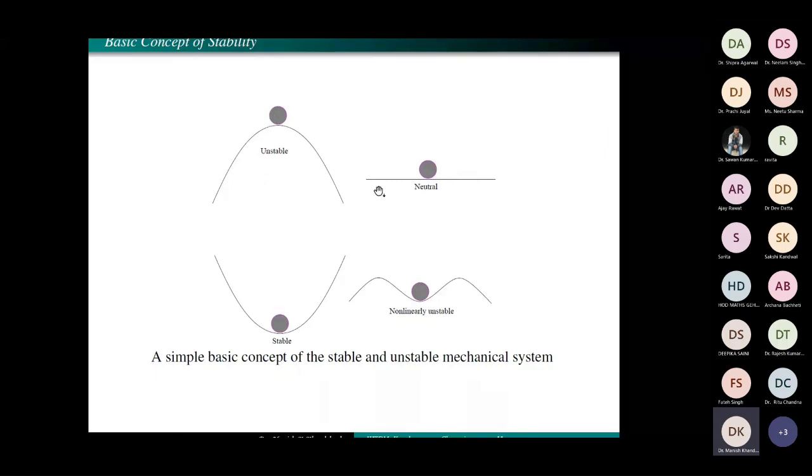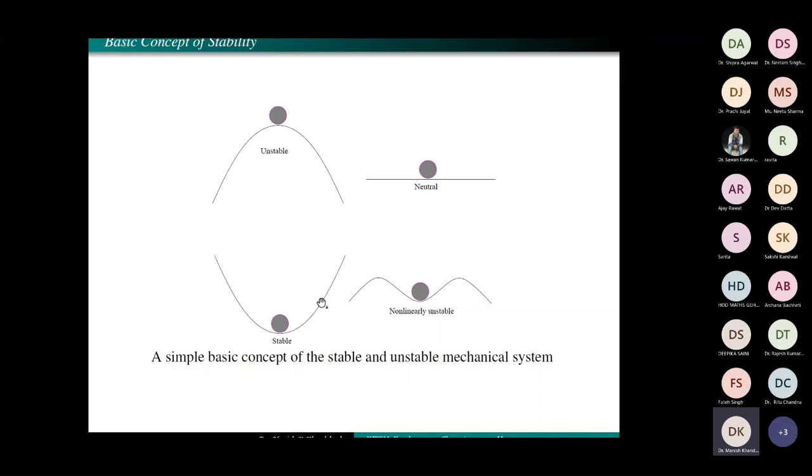Now another one is the neutral stable situation. Neutral means the position will change, but it looks the same, so the kinetic energy is actually zero. That situation is called neutral.